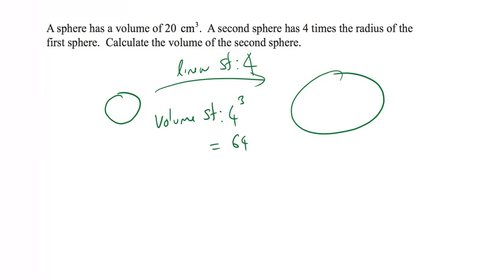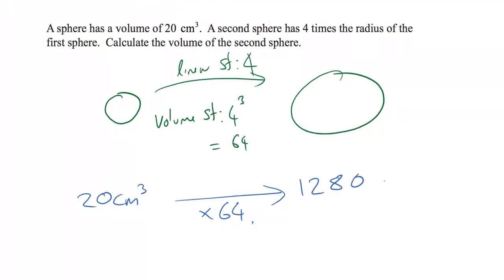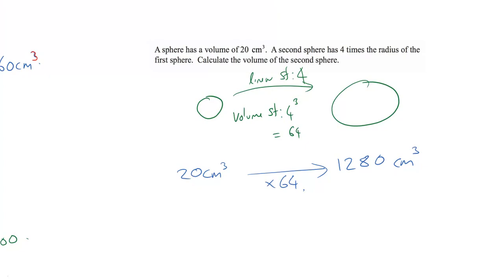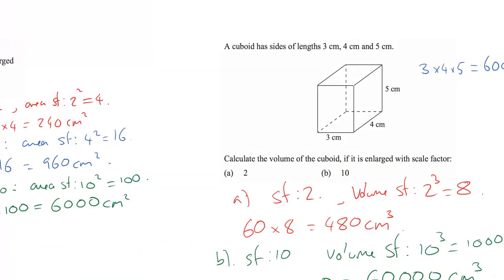So if my first shape, the original sphere, has a volume of 20 centimeters cubed, well, I'm going to need to multiply by 64 to get the new volume. Now, 20 multiplied by 64 is 1,280 centimeters cubed. Okay, I hope that helps you to work out volumes, areas, and lengths between different shapes having different enlargements.